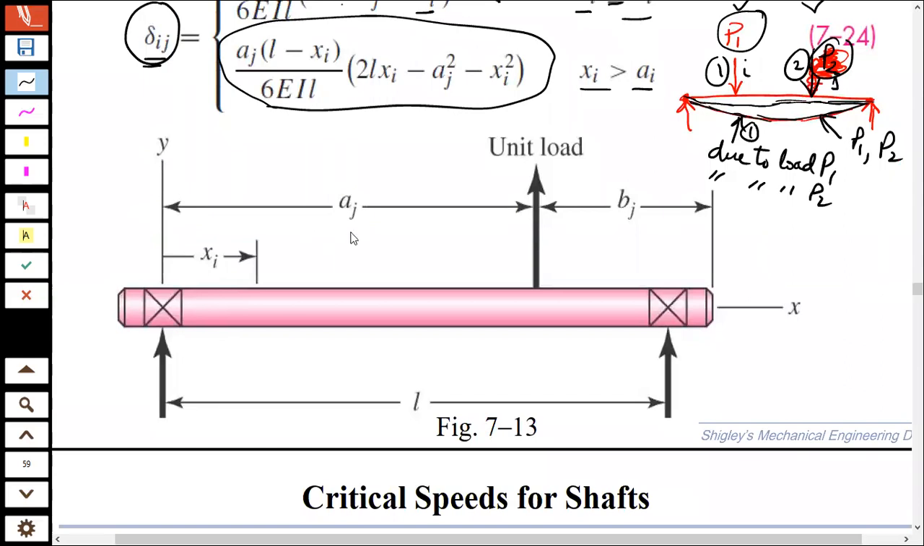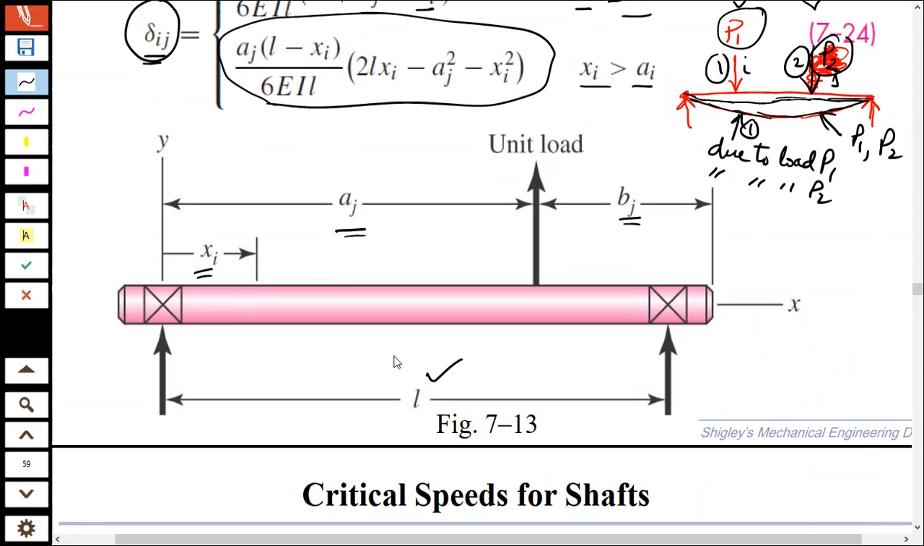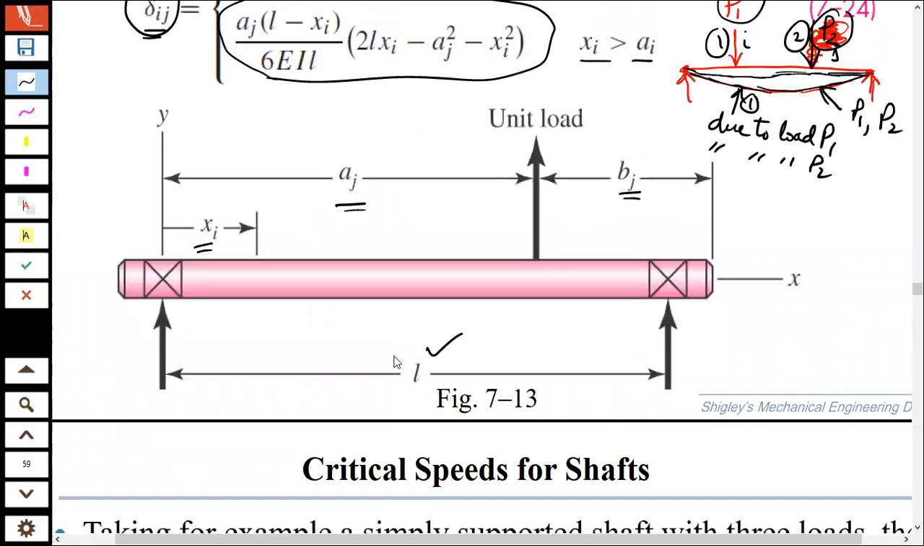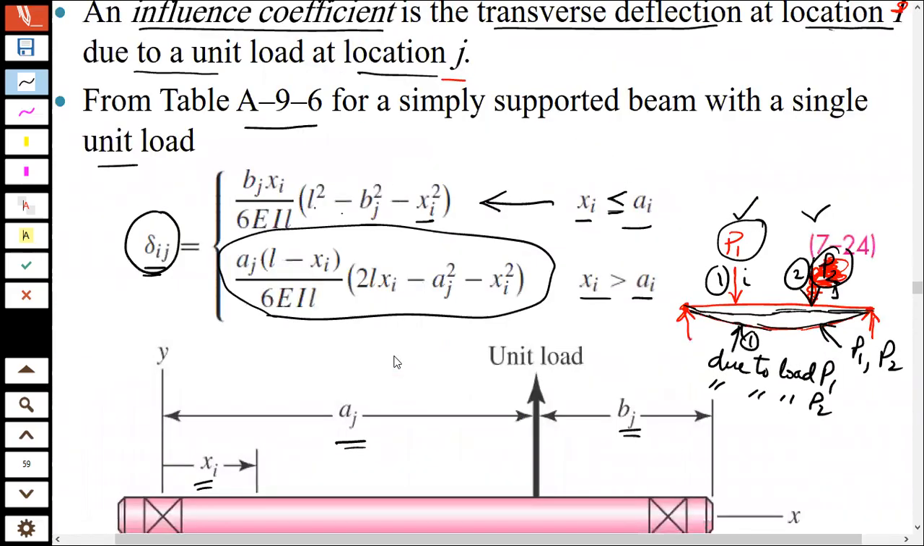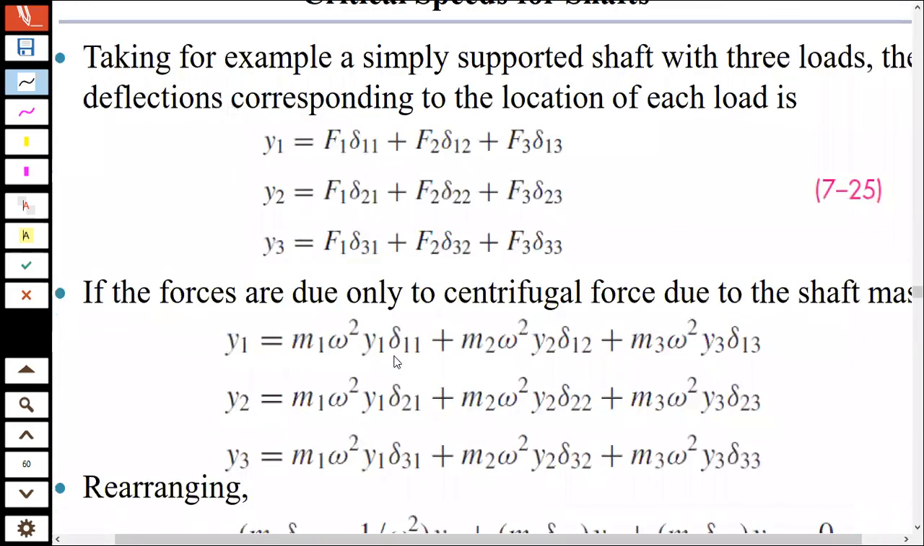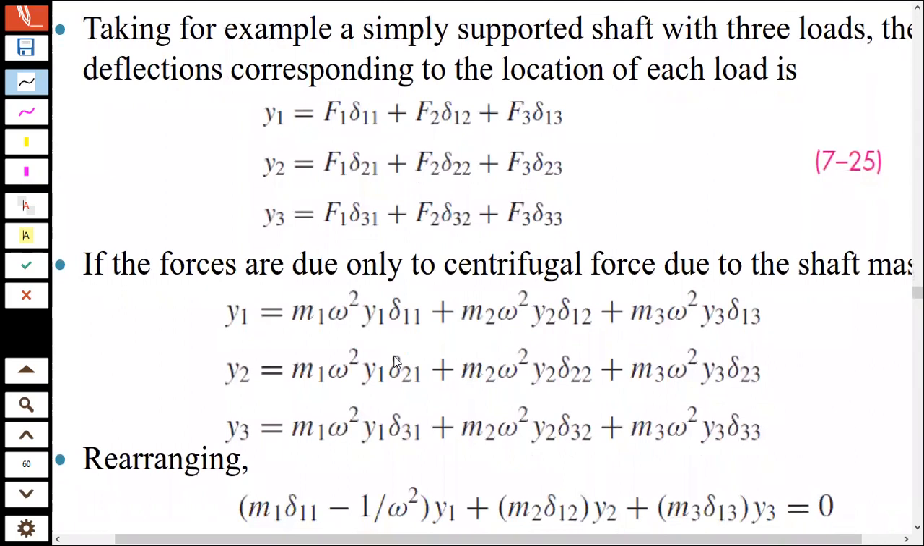Now, what are bj, xi, and ai? The map is given to you. This is ai, bj, and xi for a beam, where L is the span between the supports. Okay? So you can use that formula to find the influence coefficient, and now we will use this influence coefficient taking, for example, a simply supported beam shaft with 3 loads. Okay? Let's say that we have 3 loads.